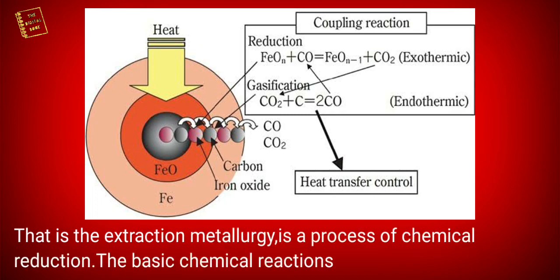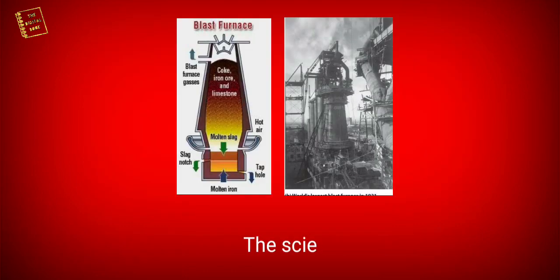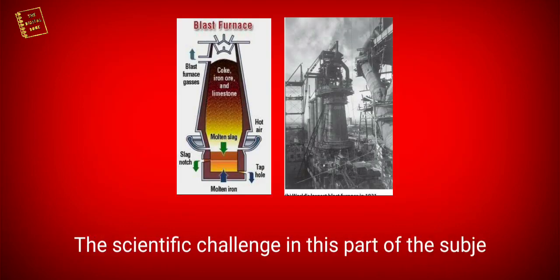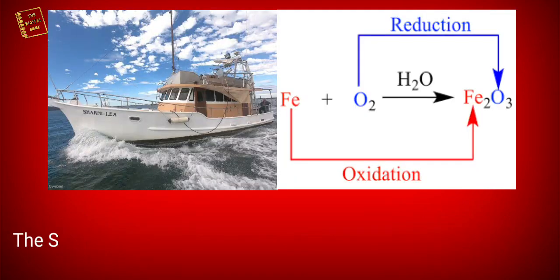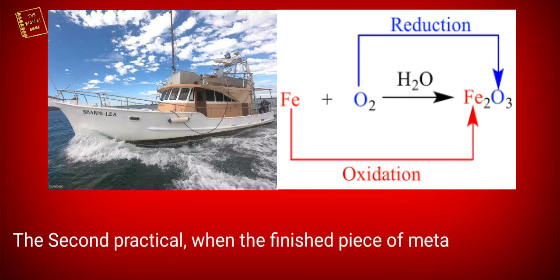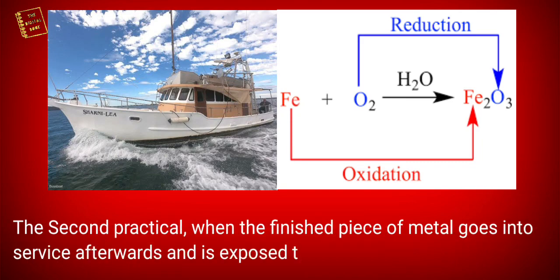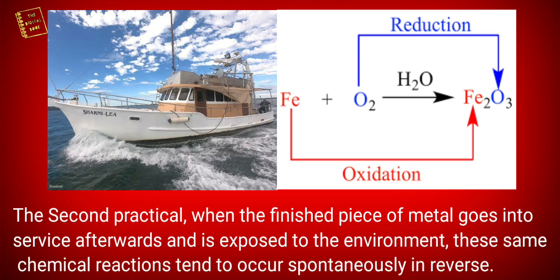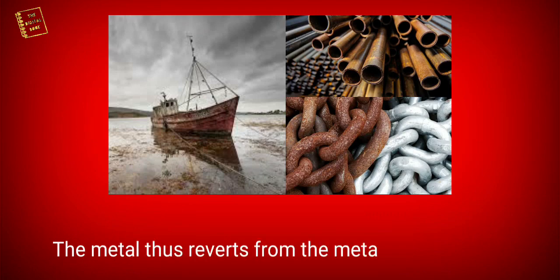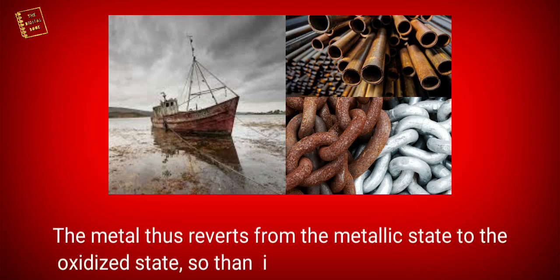The basic chemical reactions involved are often simple. The scientific challenge in this part of the subject is to achieve these reactions on a massive scale economically. The second practical reason: when the finished piece of metal goes into service afterwards and is exposed to the environment, these same chemical reactions tend to occur spontaneously in reverse. The metal thus reverts from the metallic state to the oxidized state, so that it rusts or corrodes.